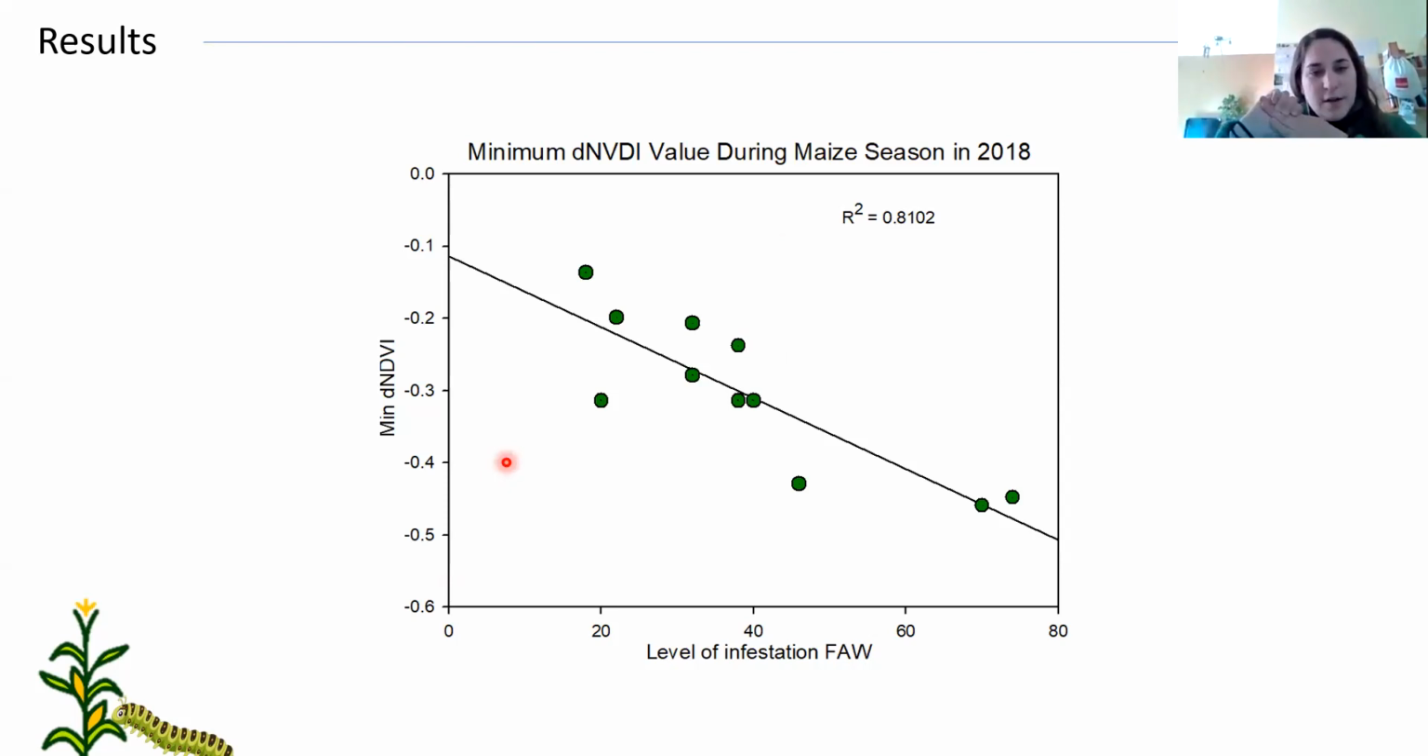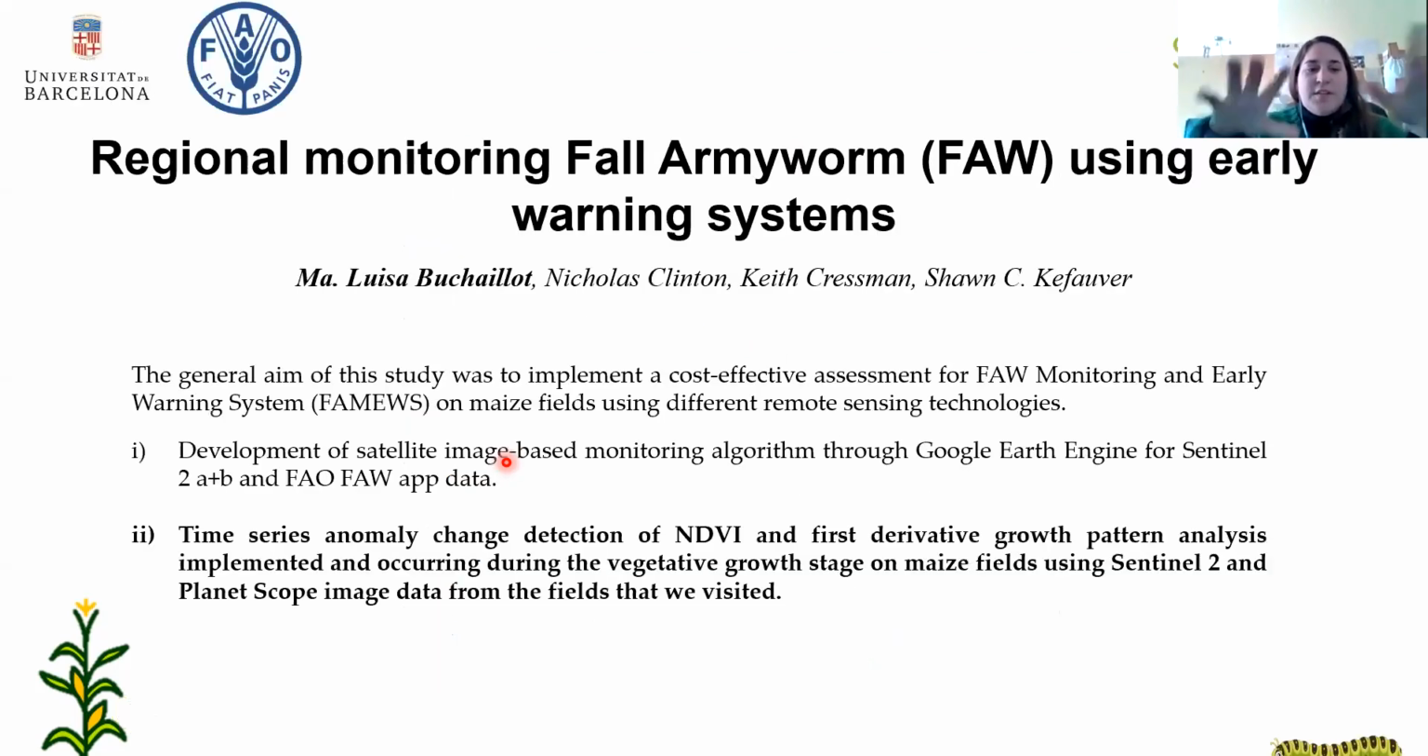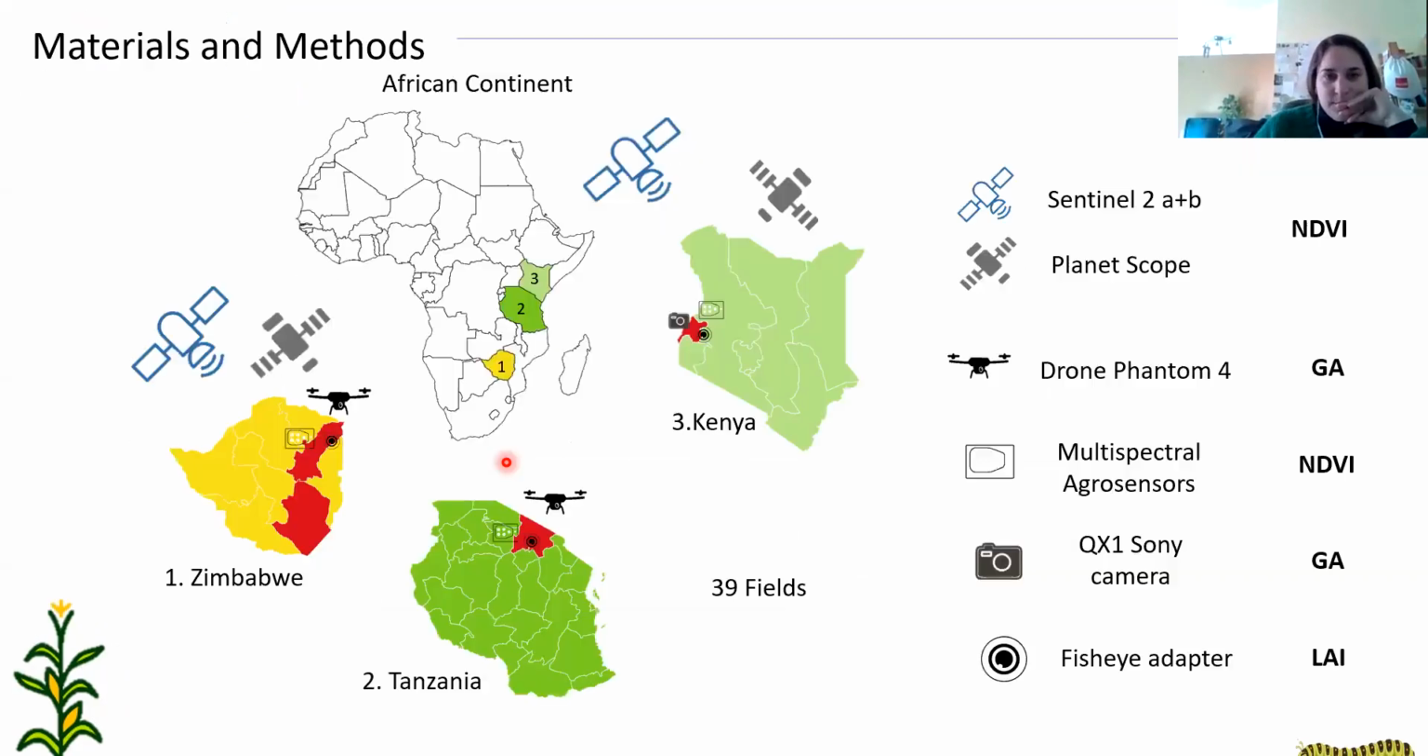And we have that the coefficient of determination was 0.81. Once we finish this, we continue with the second part, that is to go to the different countries, take data, and do time series anomaly change detection of NDVI and first derivative growth pattern analysis, identifying anomalies occurring during the vegetative growth stage on maize fields using Sentinel-2 and PlanetScope image data from the fields that we visit.